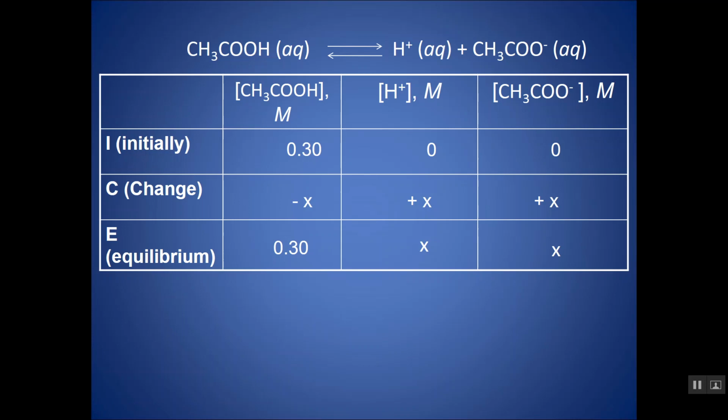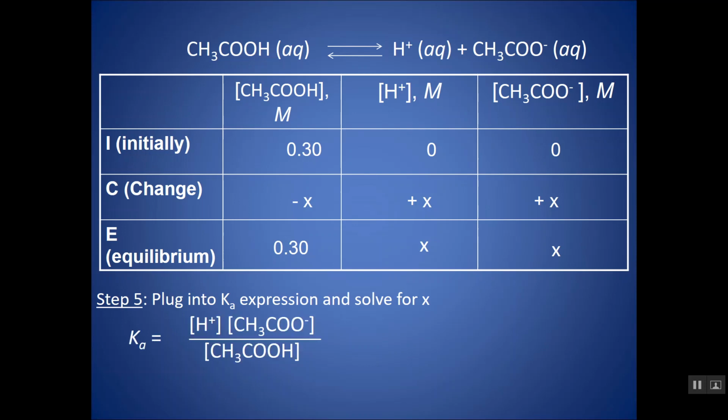I'm not going to have to worry about the solver in my calculator or plugging into the quadratic formula. I'm going to get a much easier problem to solve. So now, if I plug these into my Ka expression, here's my Ka from my problem. X times X gives me X squared on top over 0.3. If this was 0.3 minus X, I would have a quadratic formula to solve, which would be a lot more time consuming, especially for the AP exam.